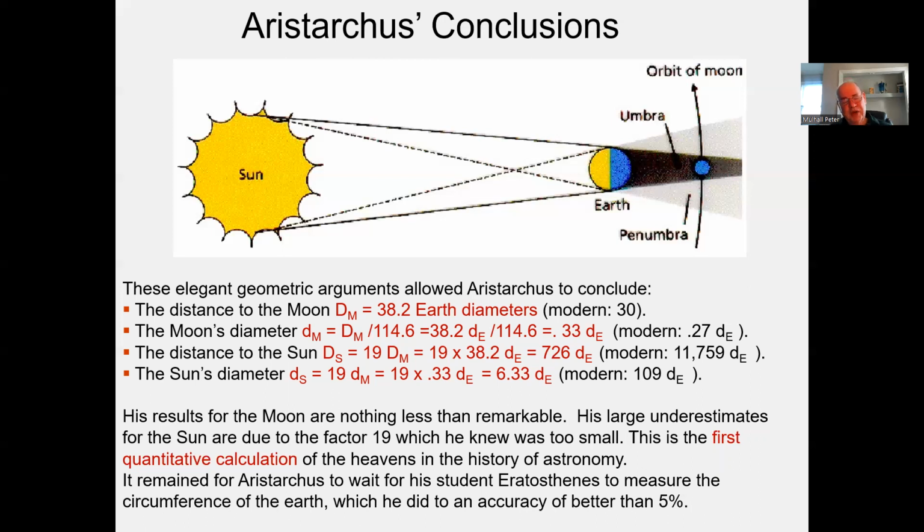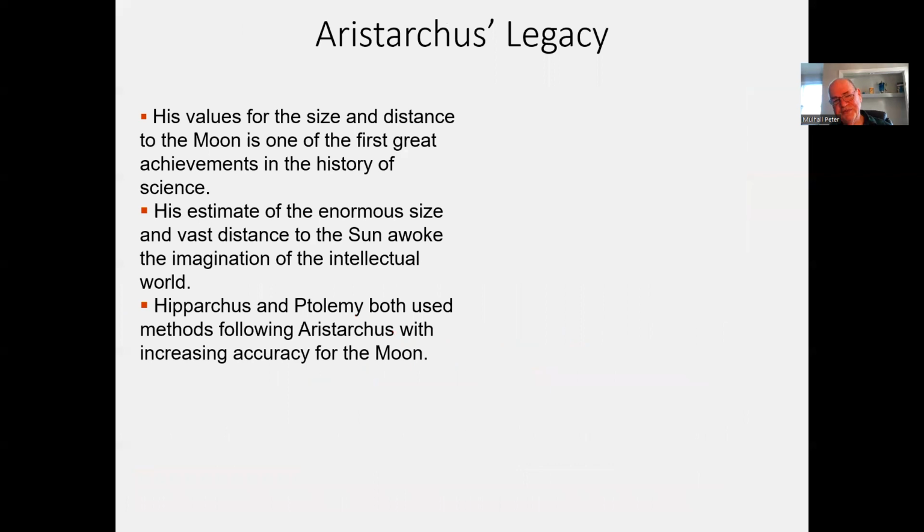Going forward, guys, this is what mathematicians and astronomers turn to. They turn to this work of Aristarchus to learn how it's done, because this is the first time it's done like this. This is the first time it's done on this kind of scale to tackle such an incredible project. And as I said, his underestimations of the sun have a very understandable reason given the measurements. Everything is in terms of the diameter of the Earth. He just has to wait for his student to come along to measure the diameter of the Earth independently, which he does to better than 5%.